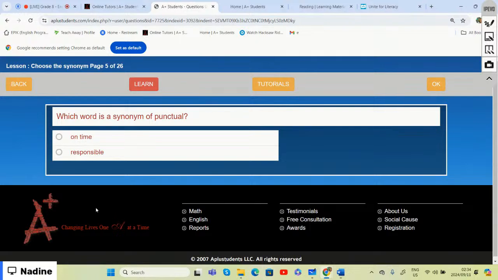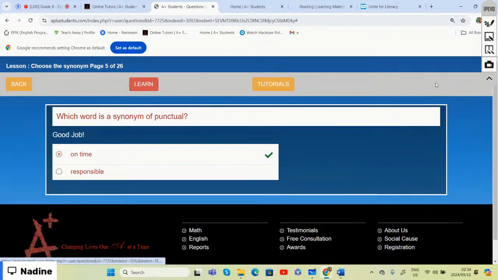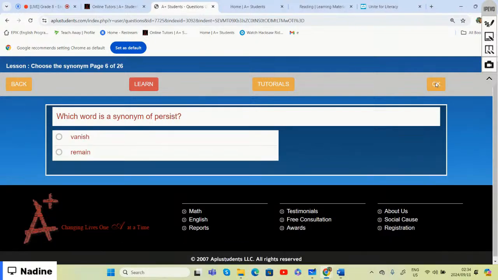All right. And if we were to identify, or let's say if we were to choose what punctual is, right? Then we can say punctual is being on time. That is punctual. It's like we are on time.